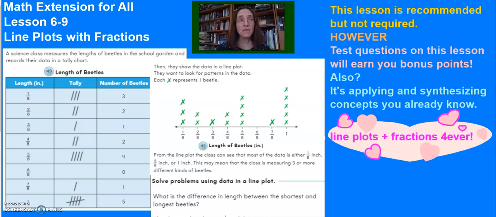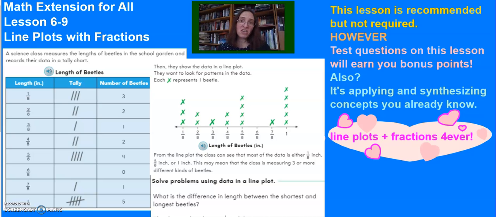Now, friends, for the purposes of our study of fractions and to save some time for those who are perhaps a little overwhelmed by all the math learning at home, we are not requiring that anybody learn the stuff in this lesson. But it is recommended, and there are test questions that will show up on your test for this specific lesson that will earn you bonus points. If you consider yourself at all an extension student, I hope that you will do this lesson and do the work and turn it in appropriately on Google Classroom.